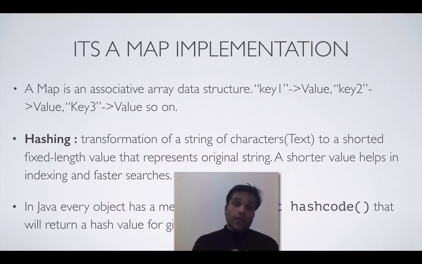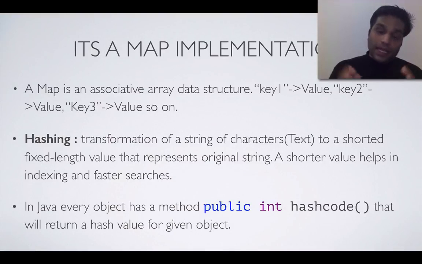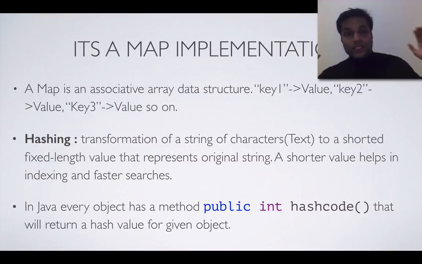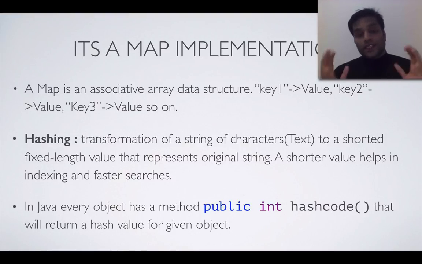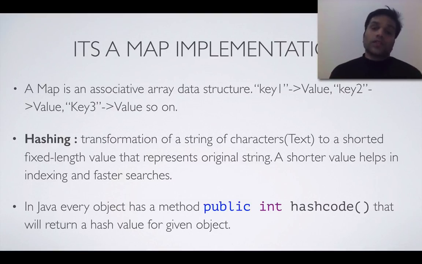HashMap is known as a hash map because it is based on a technique called hashing. Hashing is basically a technique where you transform a large string, or basically an object, into a short fixed length representation. For example, let's consider a large string. You can convert that into a small fixed length integer. That helps us with faster indexing and lookups. At the same time, there are some catches that we should be aware of.